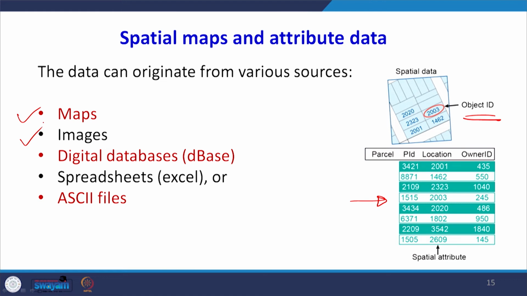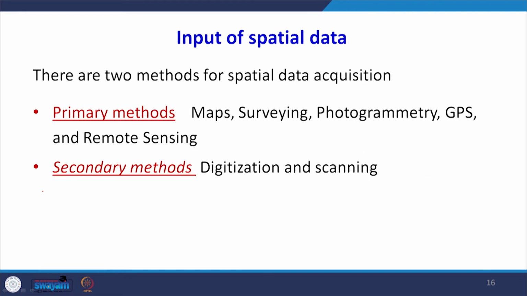Then there are digital databases available. So we can use those digital databases which have been created by others also. Then spreadsheets, if the data is available in the form of an Excel sheet, this can also be used in the GIS, or if the data is available in ASCII form, that also. So there are different sources from where I can take the data as spatial maps and attribute data and create a perfect database in the GIS.